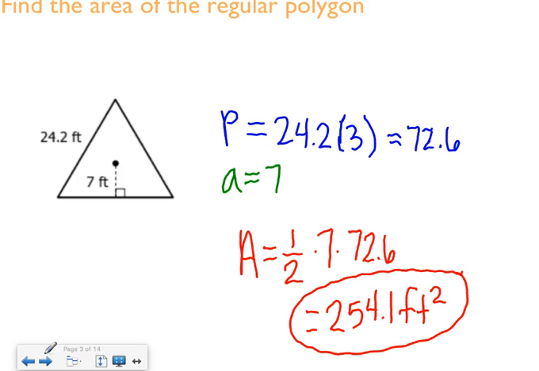Okay, you do the next one. It's just like this, just a different polygon. Figure out your perimeter, your apothem, and plug her in.